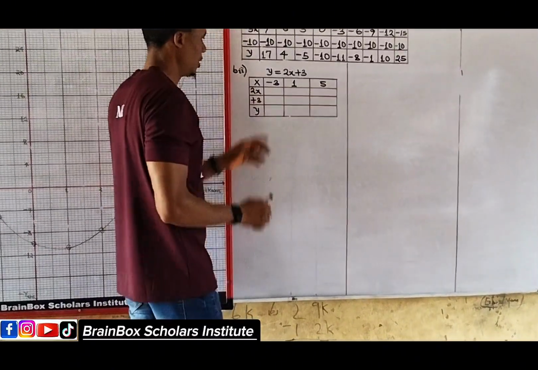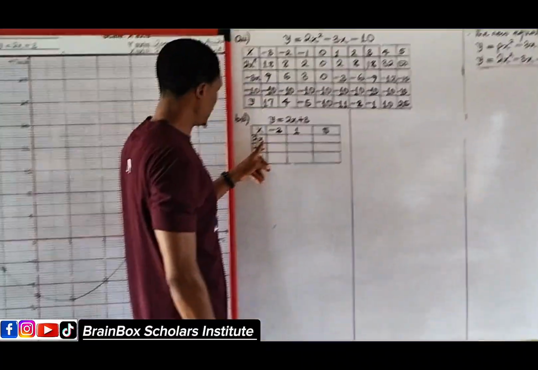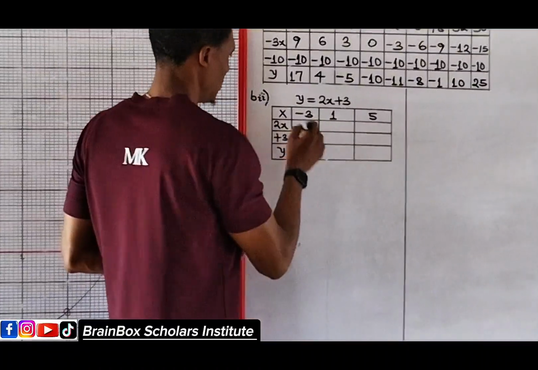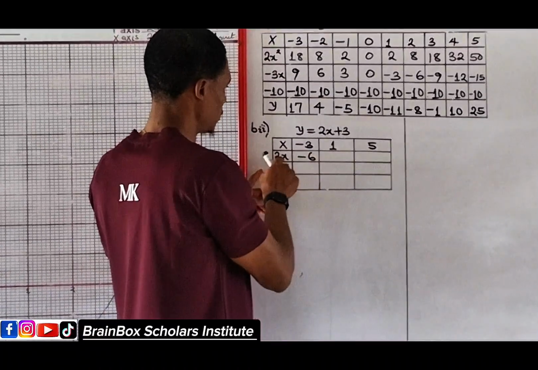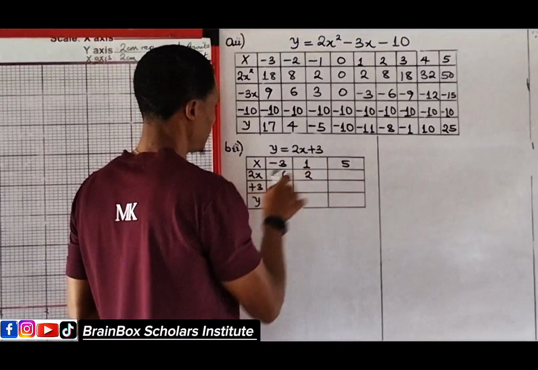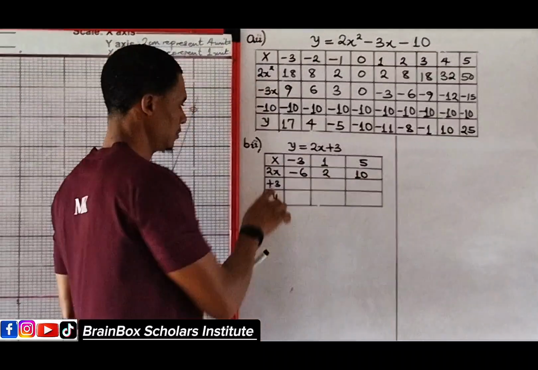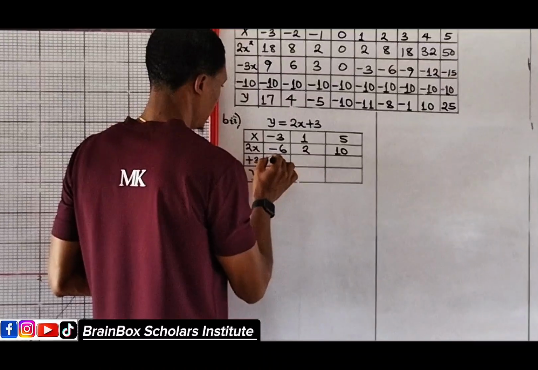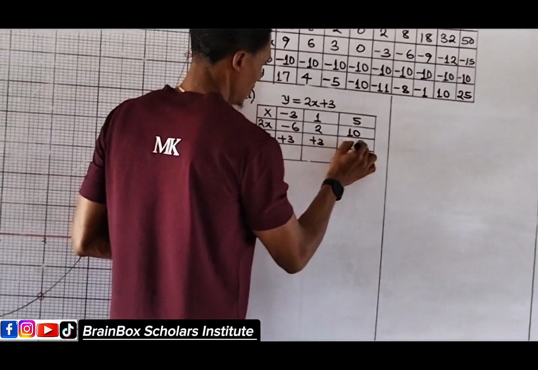Let's go. Coming here, the value of x is minus 3. So put the minus 3 here. Now 2 times minus 3 is what? Minus 6. So let's go. Put the 1 here. 2 times 1 is 2. Then 2 times 5 is 10. Then plus 3, and plus 3, and plus 3.